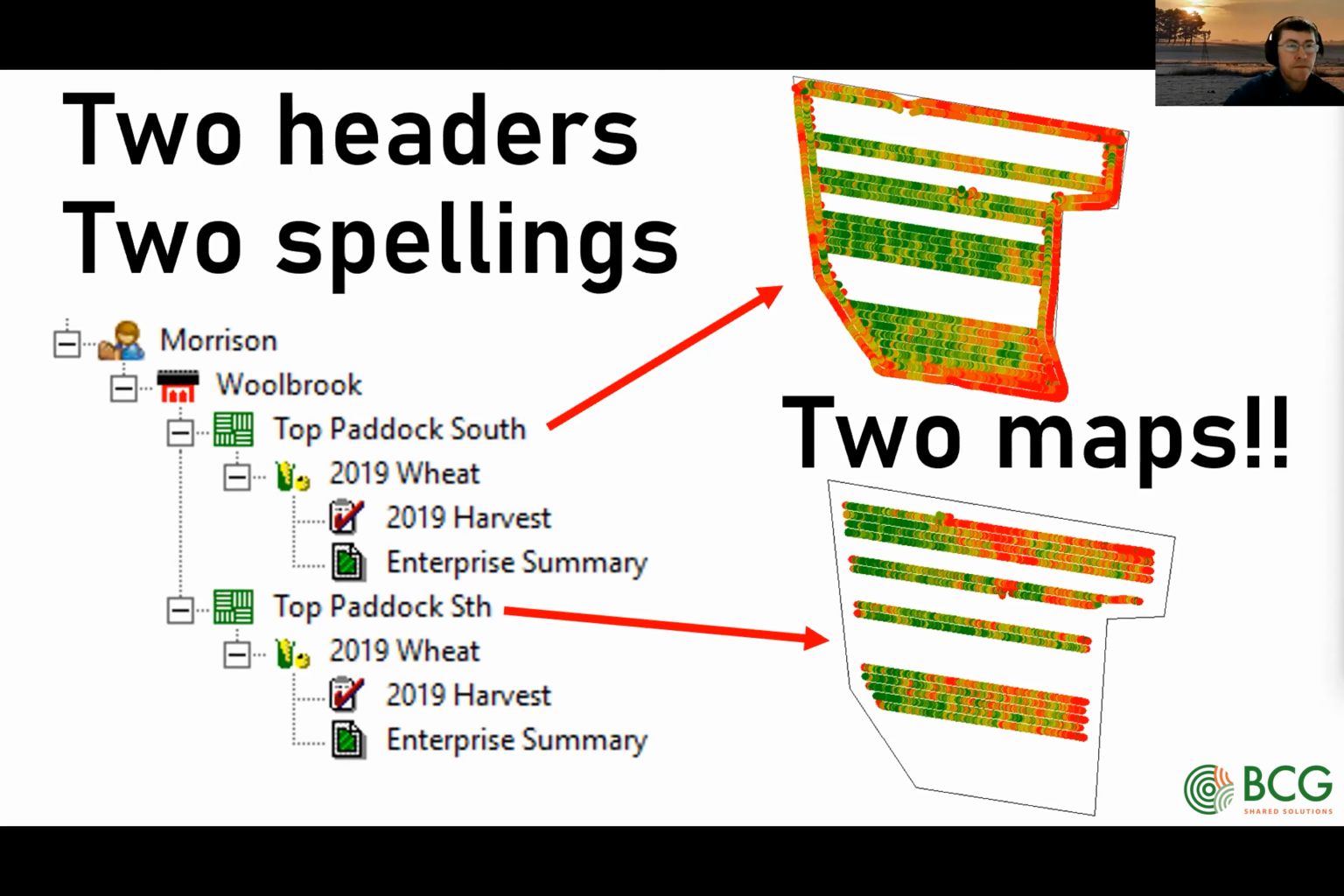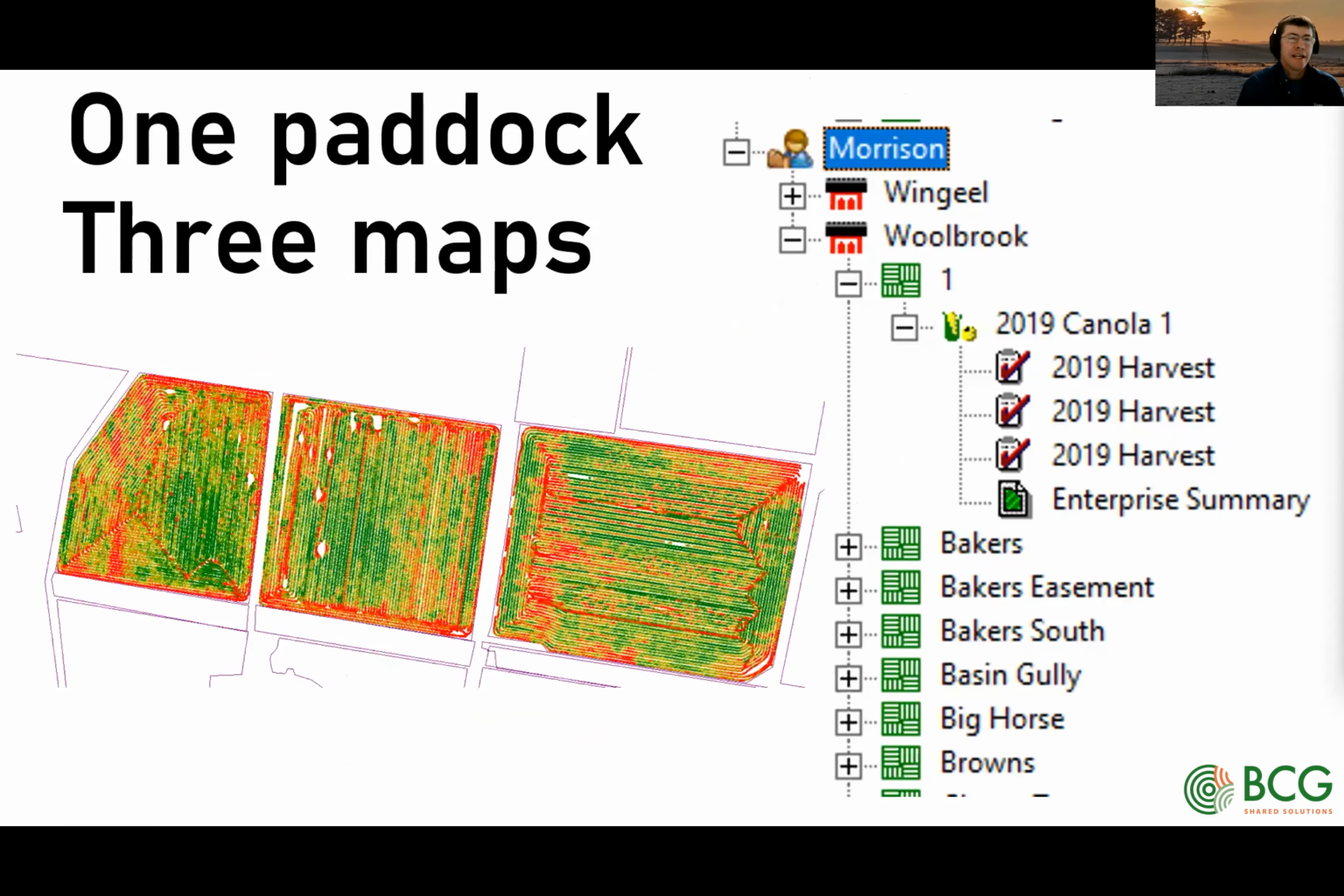And then going to the other extreme, we can see here that they've got a nice management tree set up with all of their paddock names, but the guy on the header didn't know what the paddock was called or didn't know how to operate it properly. So he just called it paddock 1 and started harvesting. And he's harvested 3 paddocks, all under the name of paddock 1.